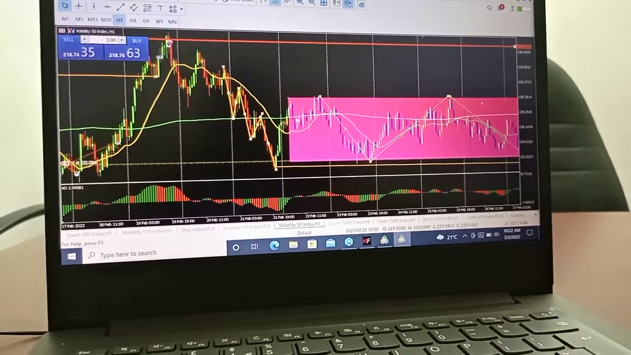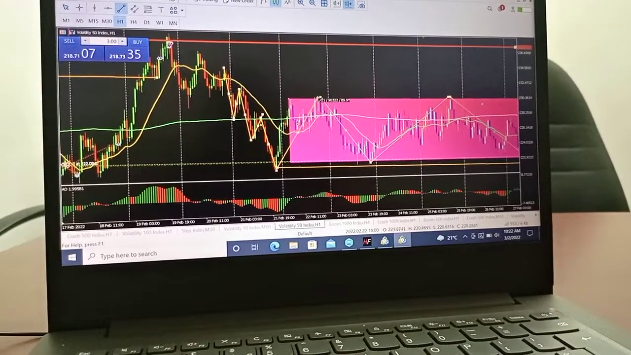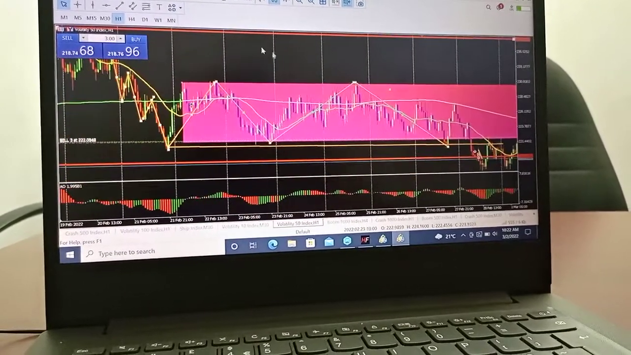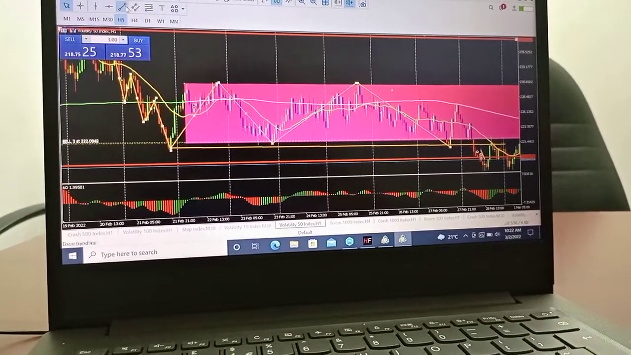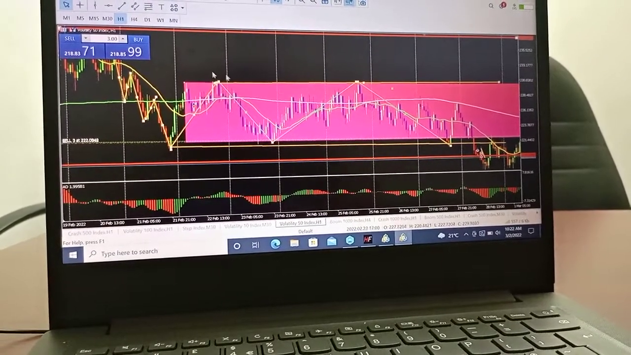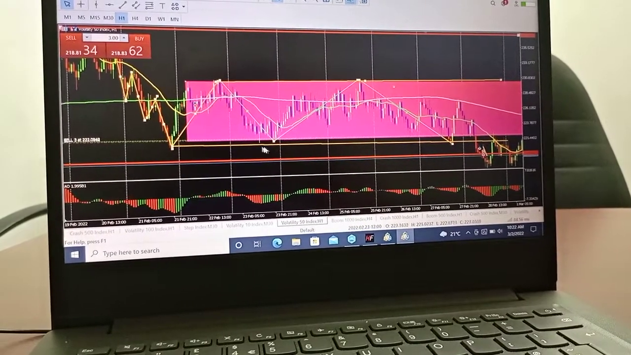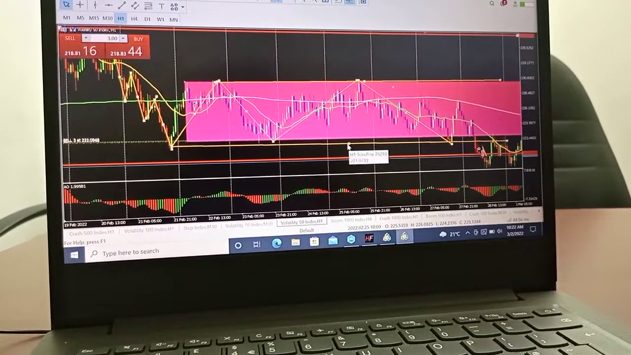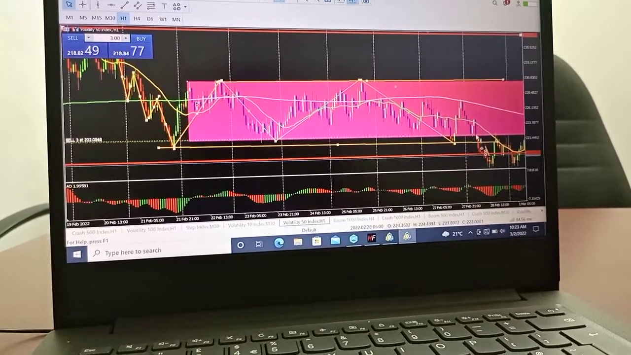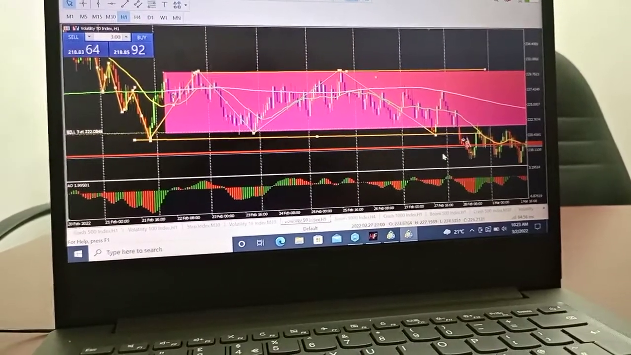Then in this area it made a higher high, and then it's like a consolidation. But you have to note that this market went until this point to make a double top, and then from this trend line, from this low, that is when the market broke this consolidation.